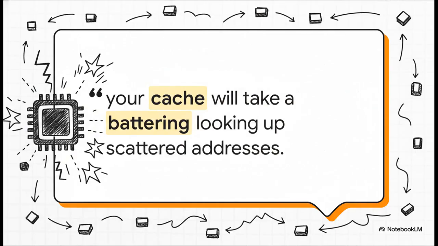This quote just sums it up perfectly. Every time a linked list has to follow a pointer, it's a potential performance disaster for the CPU cache. The cache just takes a battering, constantly having to look up these scattered addresses. That's what kills the performance, even if the number of steps is technically the same, O of n.